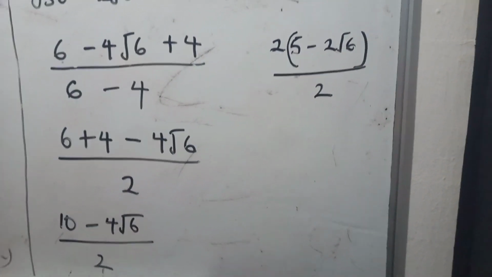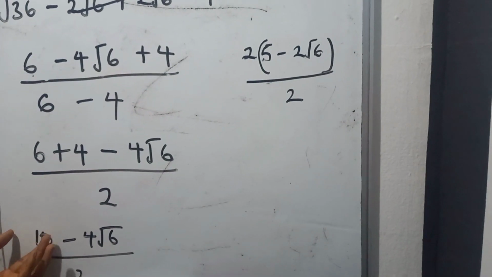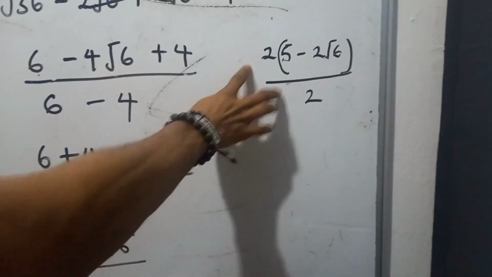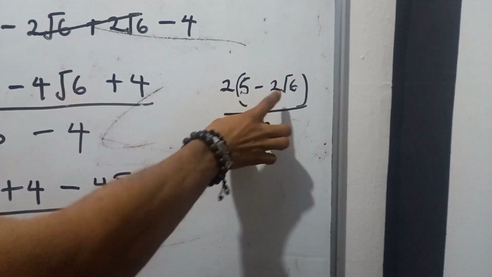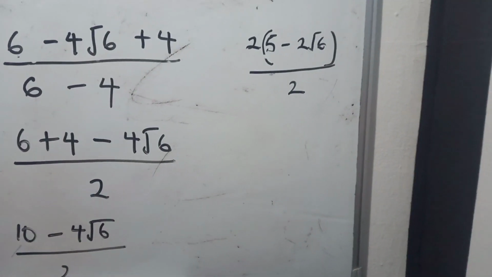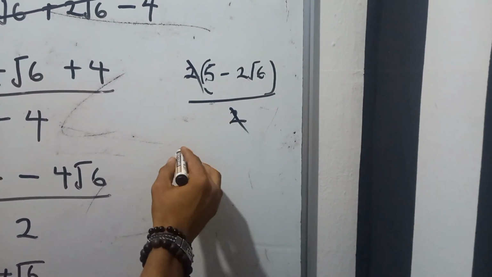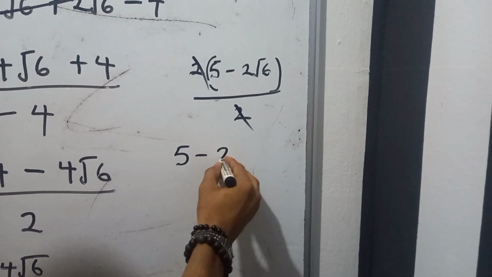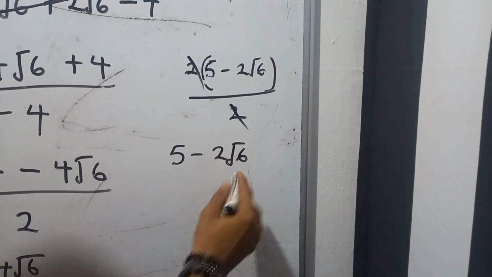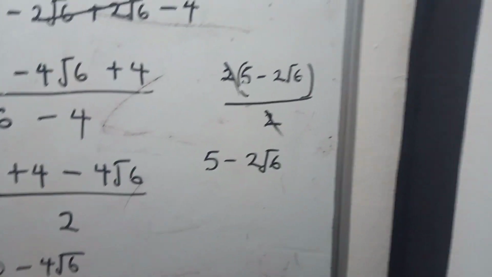Okay, look what I did here. I said what is common between 10 and 4 is 2. So 2 times 5 equals 10, and 2 times 2 is 4. So what next? 2 divided by this 2, I have 5 minus 2, so 6 as a final answer.